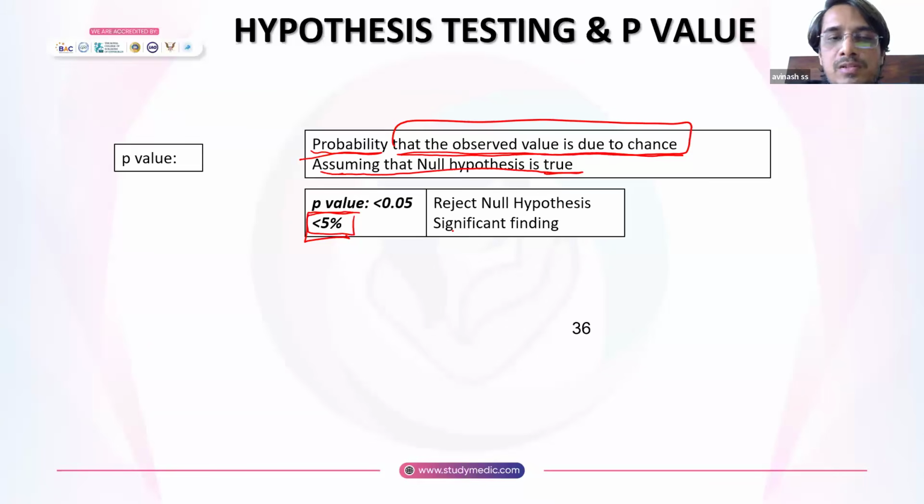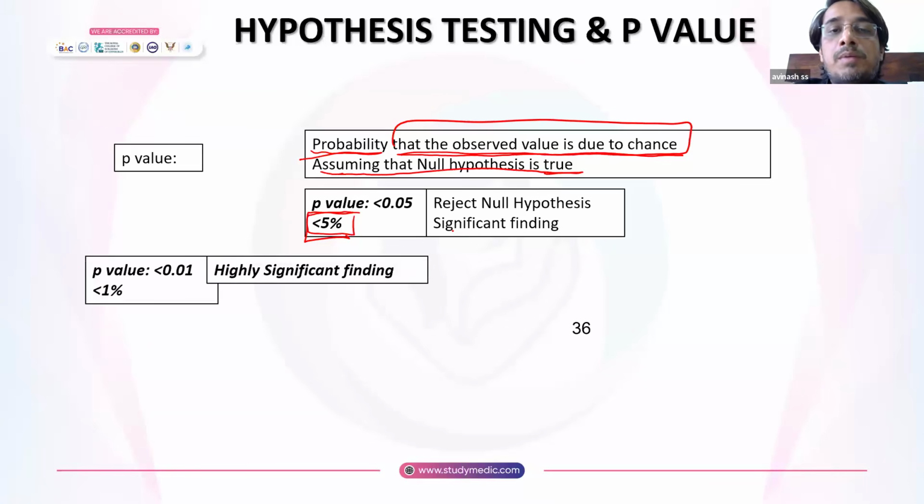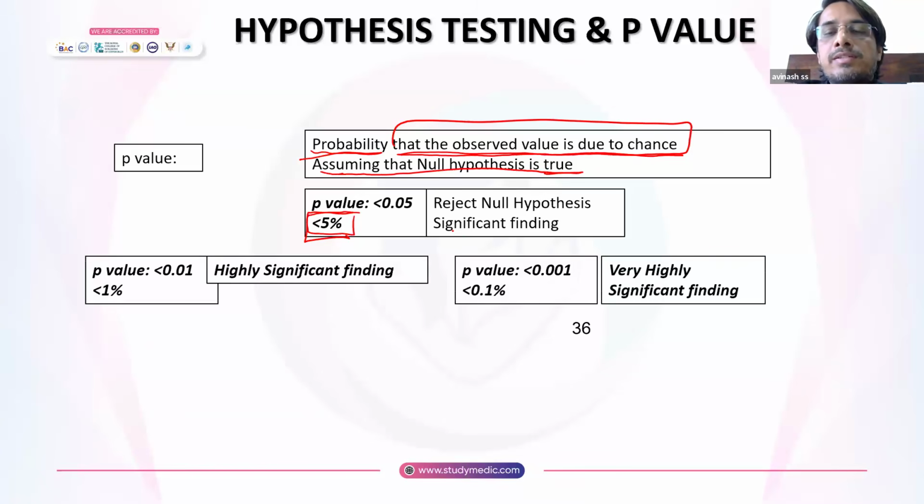Okay. Now, if the p-value is less than 1%, the probability that whatever we have observed in our study is due to chance is less than 1%. That means our study is even a very highly significant finding. If the p-value is less than 0.1%, then we reject the null hypothesis in all these situations and conclude this as a very highly significant finding. Why only these particular numbers are chosen?